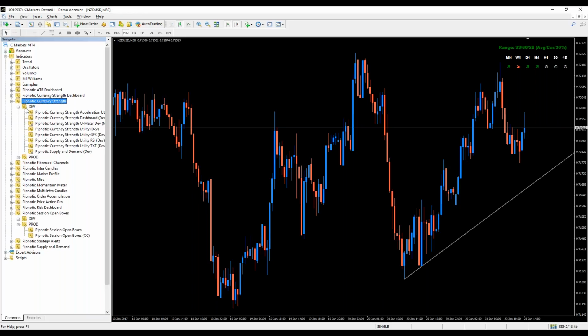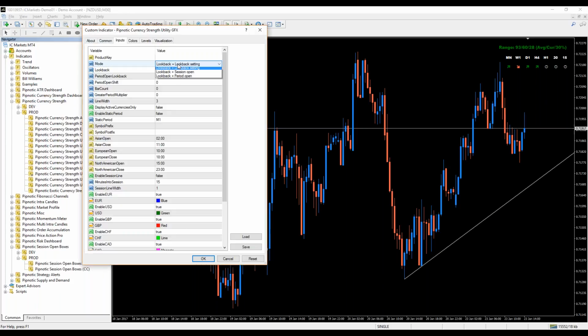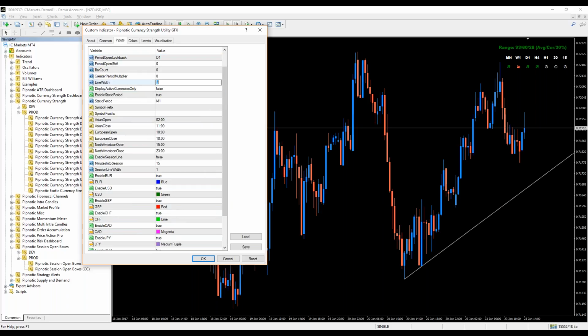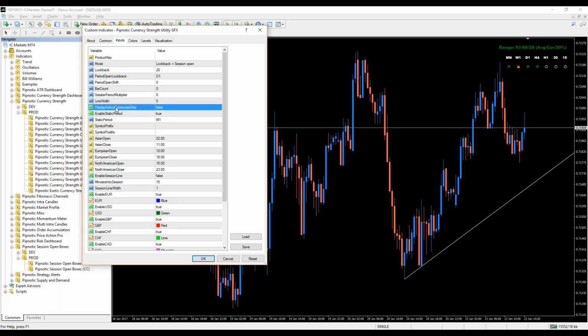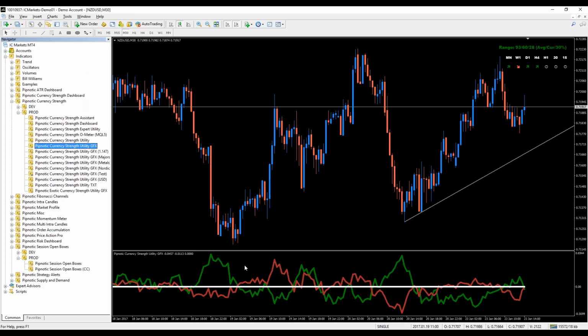Oh, come on, computer. There we are. Okay, so here it is. So we'll take session open. This is going to be true. And we're going to make this line thicker. We'll make this 5. And we're going to set display active currencies to true. So this is going to go to true like that. So now we have one instance.